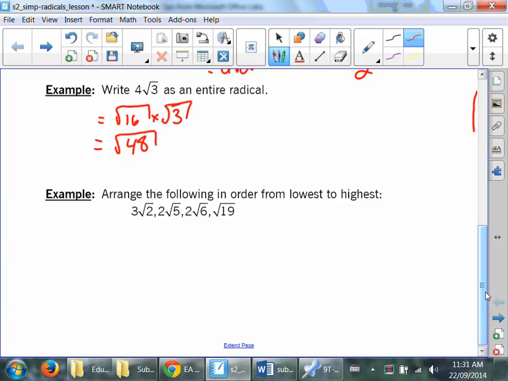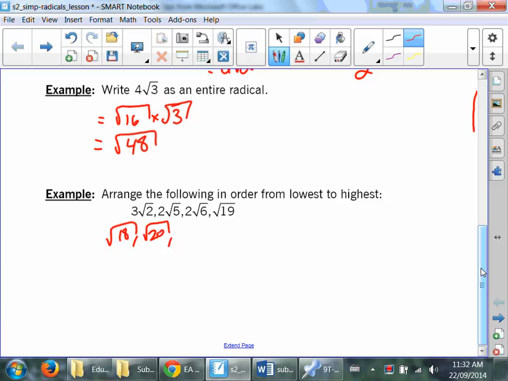Next example asks us to arrange the following in order from lowest to highest. To do this, we need to write these all as entire radicals. So the shortcut could be 3 times 3, or 3 squared is 9, times 2 is the root of 18. So if we write this as an entire radical, it's going to be the root of 18. The second one, 2 times 2 is 4, times 5 is 20. This will be the root of 20.